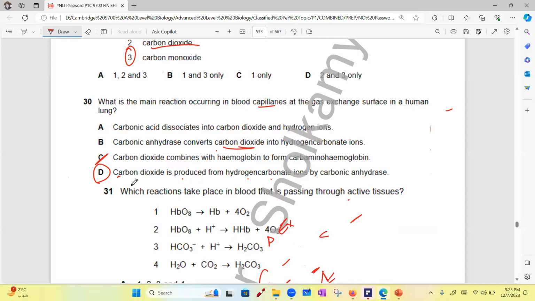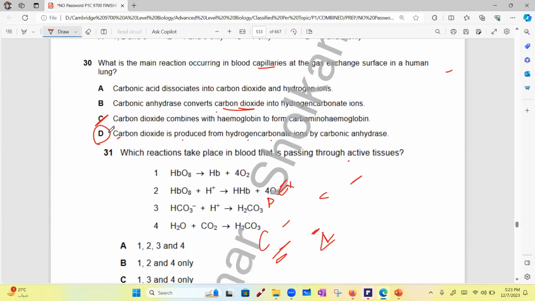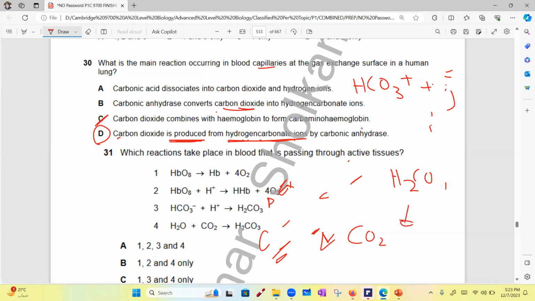So let's look at D. Why did Maryam choose D? Because D says that carbon dioxide is produced from hydrogen carbonate ions by carbonic anhydrase. Yes, the hydrogen carbonate ions will combine with its friend. It will meet with the hydrogen ions in the presence of carbonic anhydrase to give you carbonic acid, H2CO3, that will break down into carbon dioxide and water. So the answer is D.